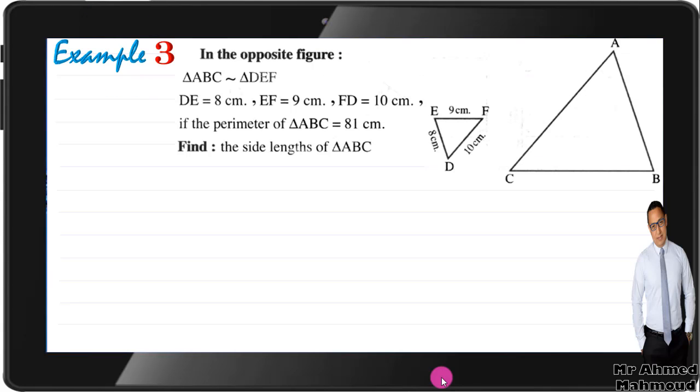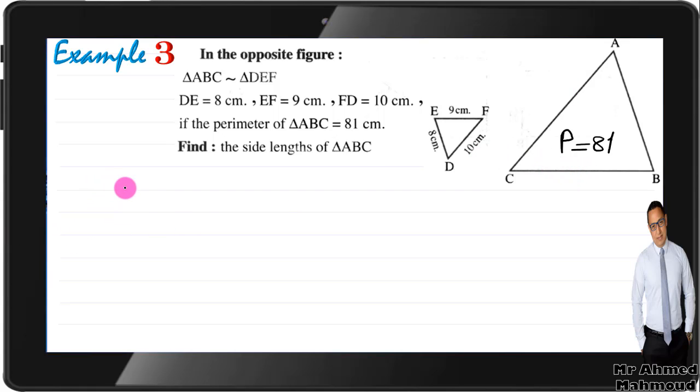Here in this example, we have ABC and DEF, two similar triangles. DE equals 8, EF equals 9, FD equals 10, as we see. And the perimeter of ABC equals 81. Now we have the sides of the first polygon and the perimeter of the second polygon. Find the sides of triangle ABC.